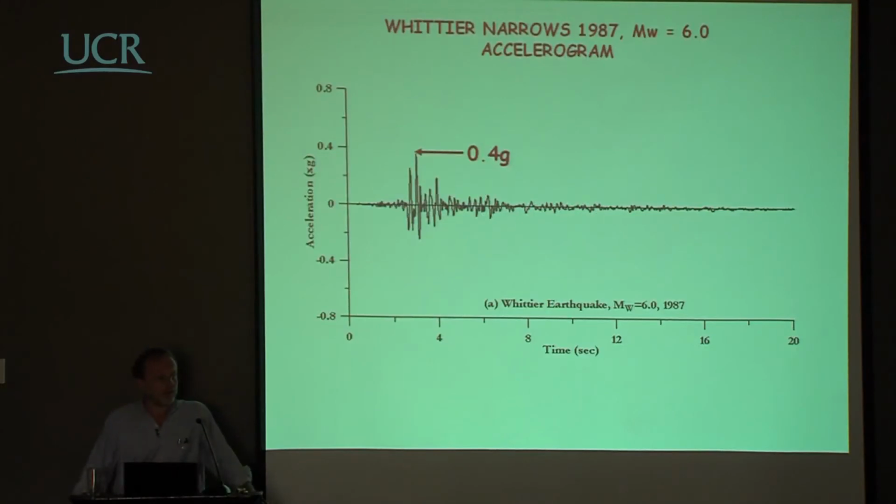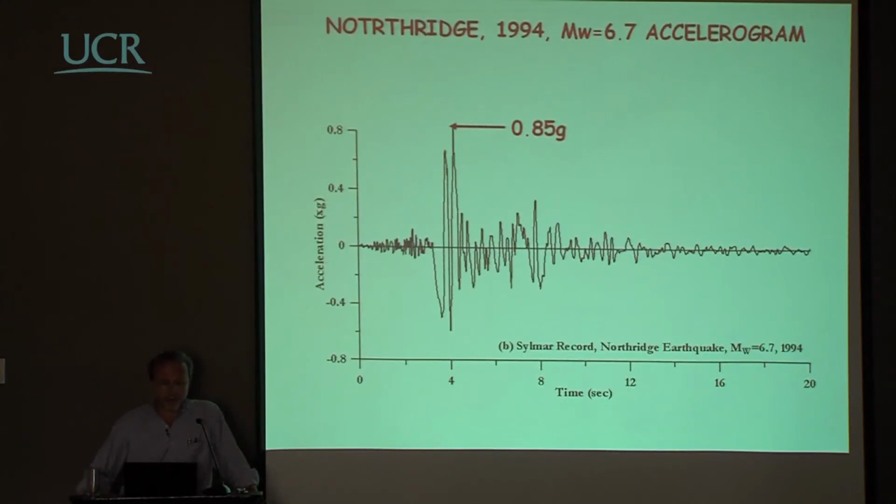So, just to start, let's have a look at three accelerograms, three real accelerograms. This is one of the several accelerograms recorded at the Whittier Narrows earthquake in 1987. The magnitude was 6.0, and there was a peak ground acceleration around 0.4 g. If you now look at one of the accelerograms recorded at Northridge, 1994, a magnitude of 6.7, you see that the peak ground acceleration here is in the range of 0.85 g.